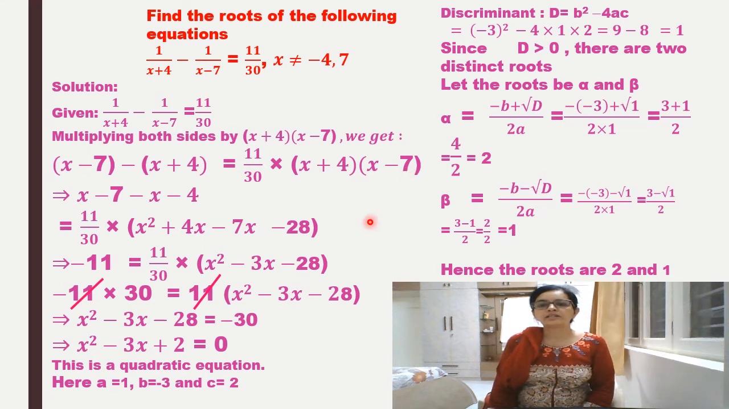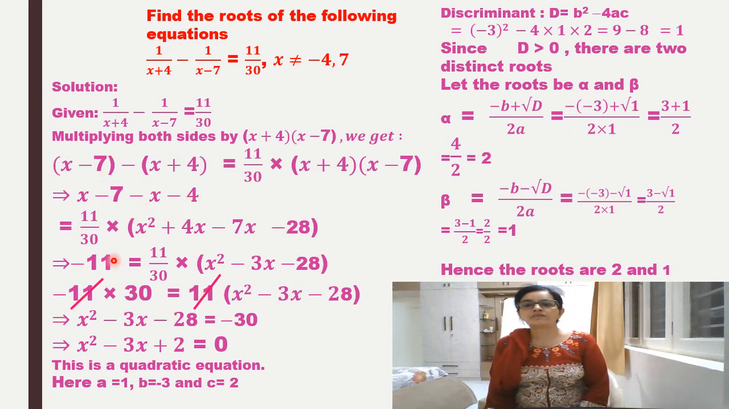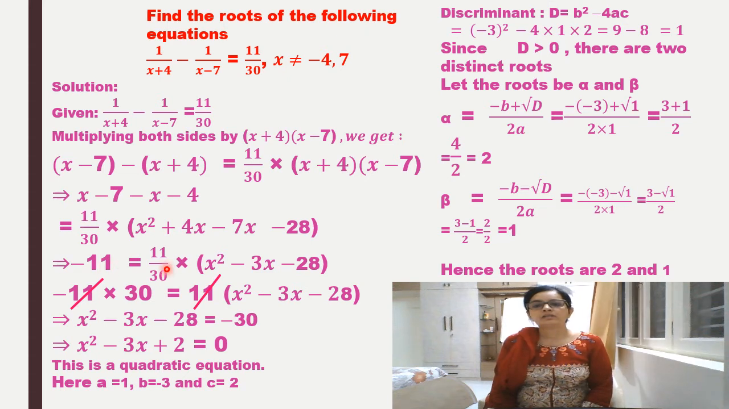Now what we get in LHS? In LHS we are getting minus 11. X and minus x is getting eliminated. We are remained with minus 11. And what about the RHS? In RHS we are having the same polynomial x squared. 4x minus 7x is minus 3x. We have taken like terms together and calculated them. Like 4x minus 7x becomes minus 3x. And then finally we are getting minus 28, the constant term.